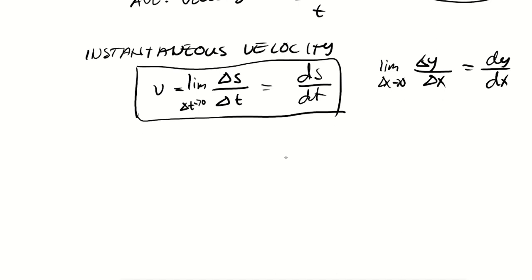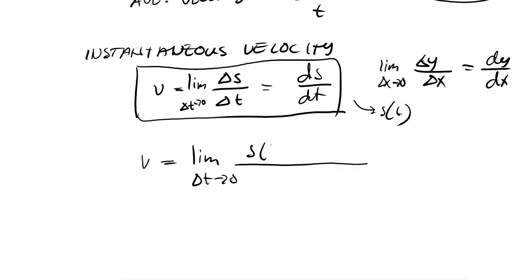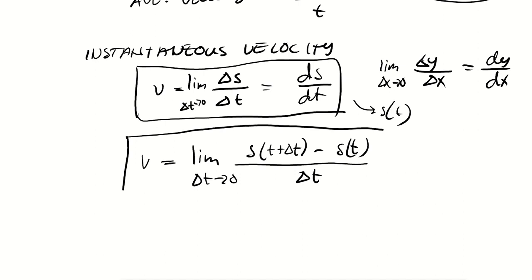If you put the definition of derivative, the velocity will be equal to the limit, where we make s a function of time, of s(t plus delta t) minus s(t) all over delta t. So this is the basic definition of the derivative as a rate of change, or a time rate.